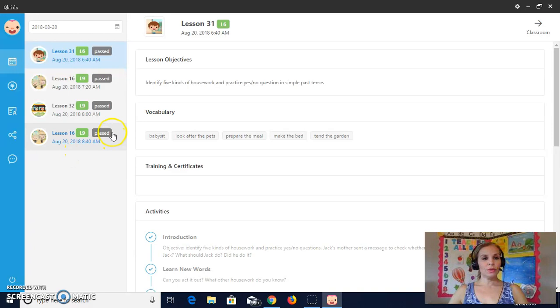So I want to show you just an example of a higher level course in case you're interested in teaching it, if you're a Qkids teacher, or if you're just curious what it's like, or if you are assigned these levels and want to know the best way to go about them.